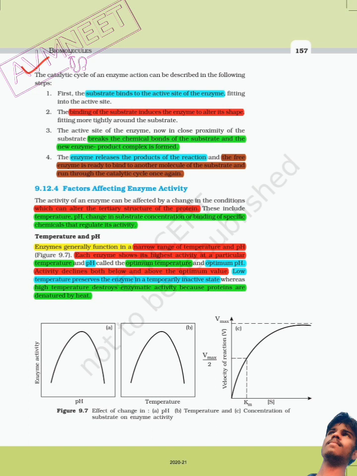Temperature and pH. Enzymes generally function in a narrow range of temperature and pH. Each enzyme shows its highest activity at a particular temperature and pH called the optimum temperature and optimum pH. Activity declines both below and above the optimum value. Low temperature preserves the enzyme in a temporarily inactive state, whereas high temperature destroys enzymatic activity because proteins are denatured by heat.